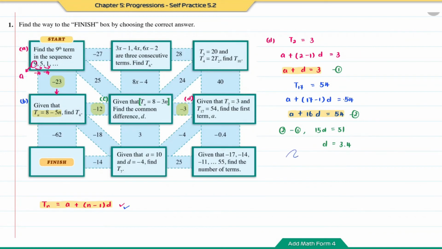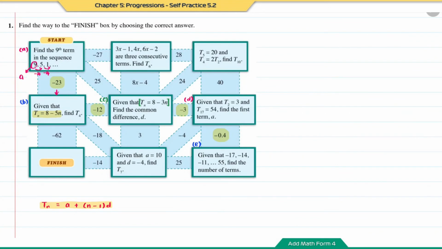Next I'm going to substitute D equal to 3.4 into equation number 1. Therefore, A plus 3.4 equals 3. So A will equal 3 minus 3.4, which is equal to negative 0.4. So the answer is negative 0.4. So next we're going to move to this box, which I'm going to label as E.